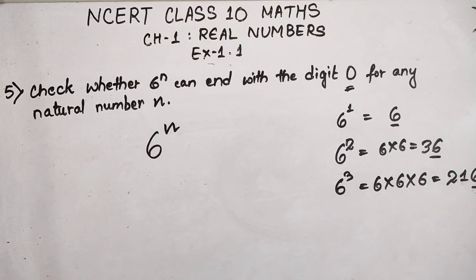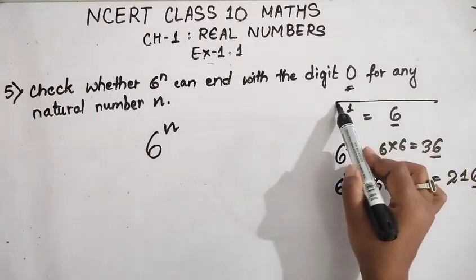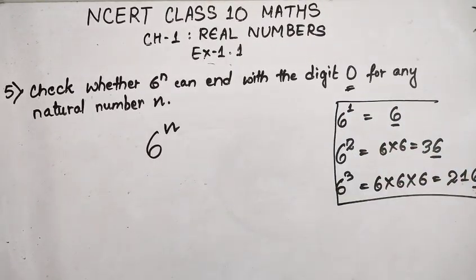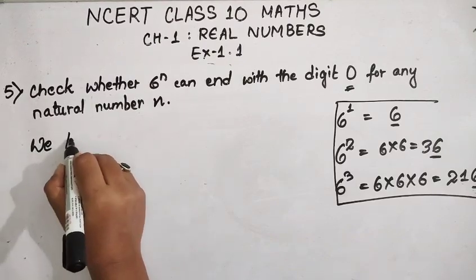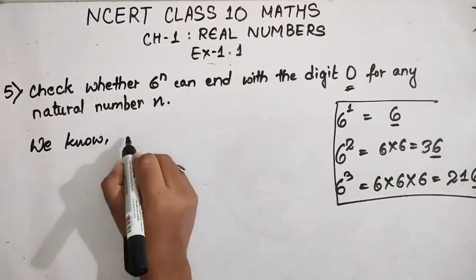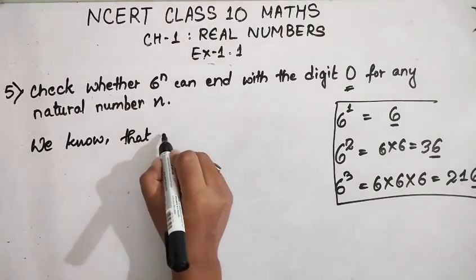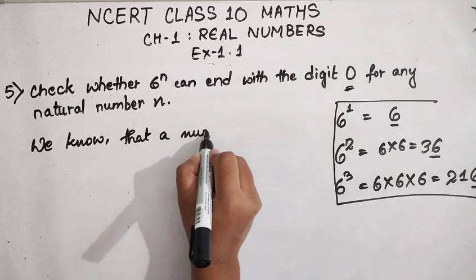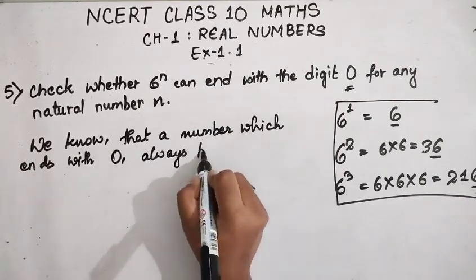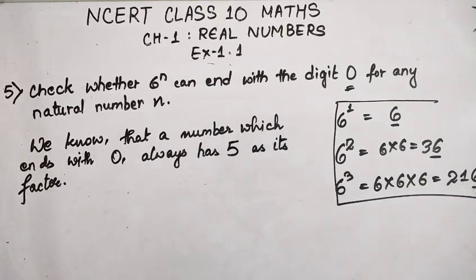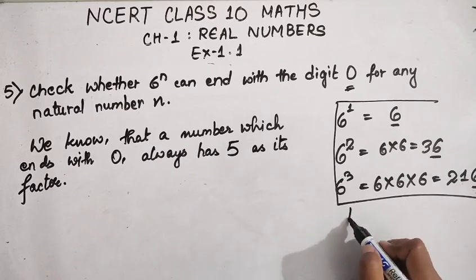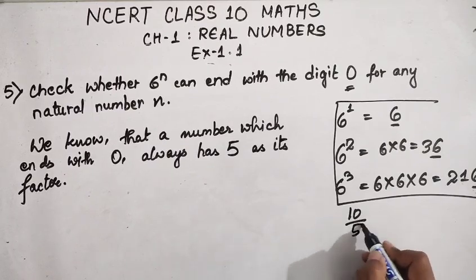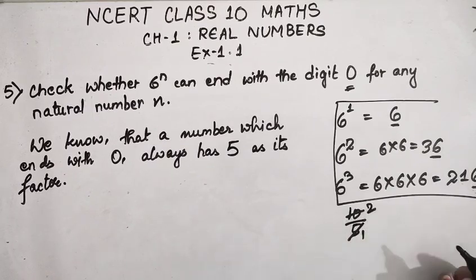But this is something we have to write in exams, and we cannot prove it this way. So to prove it in exams, what we have to do is, we know that any number that ends with 0, for example 10, is divisible by 5. Yes, 5 into 2 is 10.